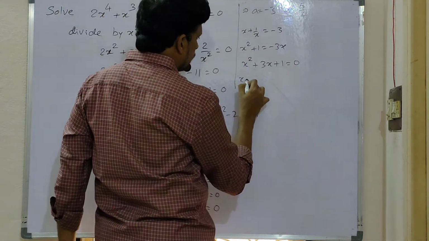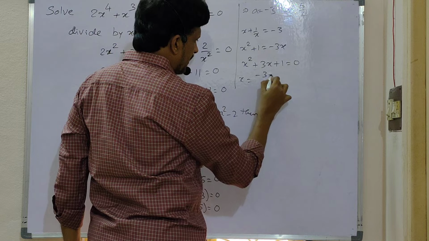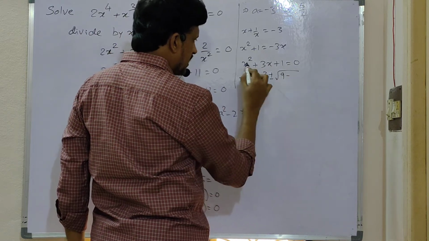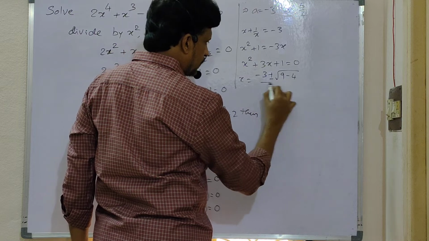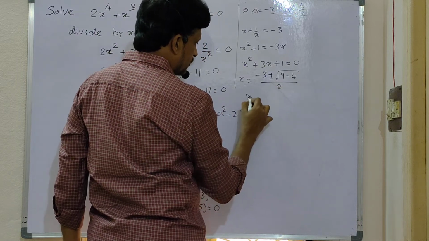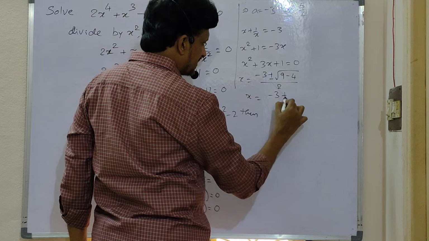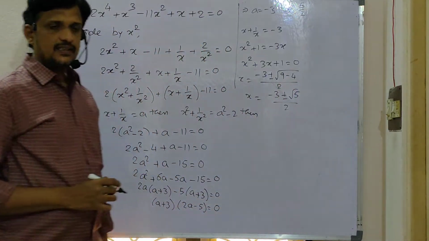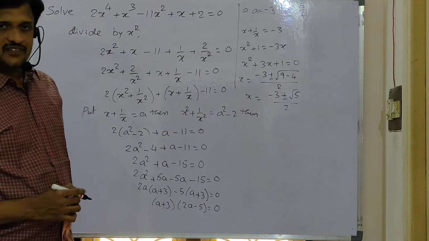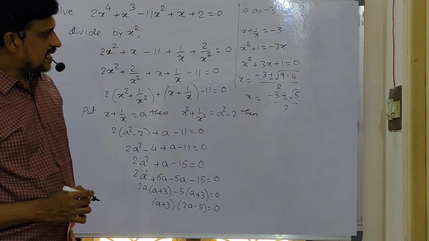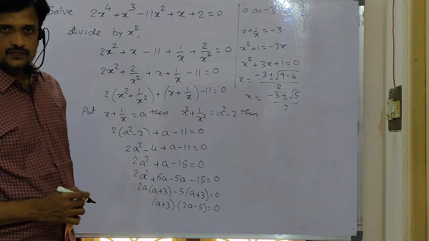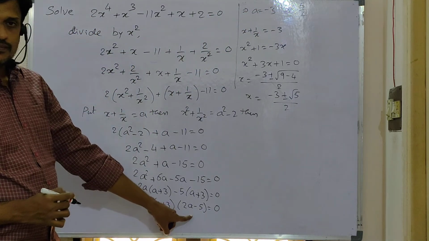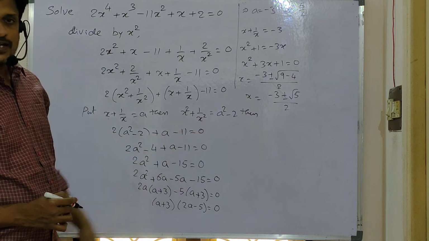Then x is equal to minus b plus or minus square root of b square, that is 3 square is 9, minus 4ac, 4 into 1 into 1, by 2a. So these x values are equal to minus 3 plus or minus root 5 by 2, irrational. The first two values of x we got here are minus 3 plus or minus root 5 by 2. And now by taking a is equal to the other value 5 by 2, you are getting the required two more roots.